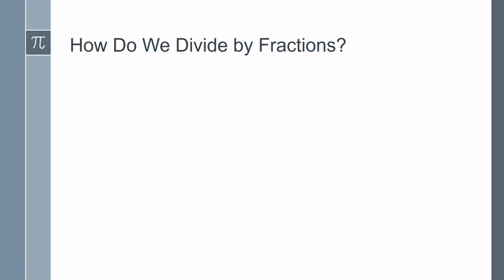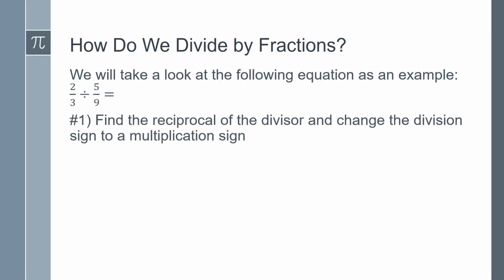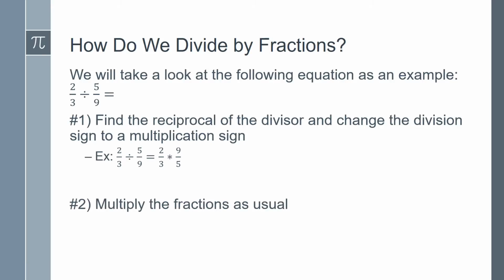Now it's time for the main event, dividing by fractions. We'll use 2/3 divided by 5/9 as an example as we go through the process. First, we need to find the reciprocal of the divisor, and we'll change the division sign into a multiplication sign. So we started with 2/3 divided by 5/9, and we changed this into 2/3 times 9/5. Now we just multiply the fractions as usual. 2/3 times 9/5 equals 18/15, which can be simplified to 1 1/5.